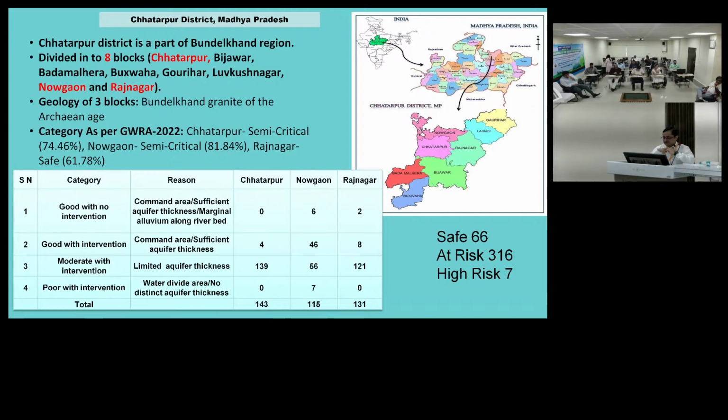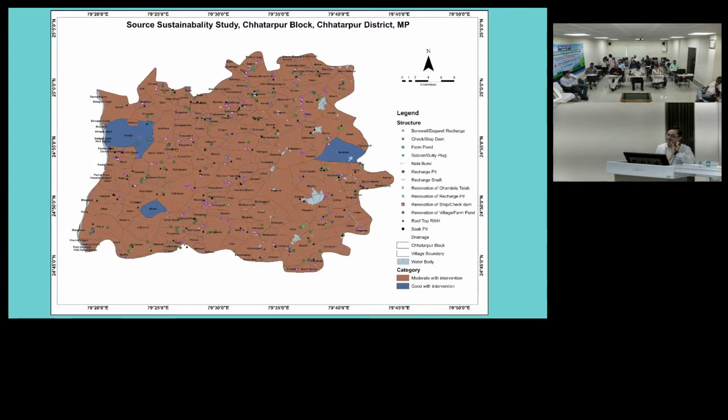And poor with intervention, that is, in those areas intervention is not possible at all. So, it is not that everywhere we can do intervention. So, these are the blocks, we have prepared this type of maps, and with all details and DPRs we have handed them over to Madhya Pradesh.